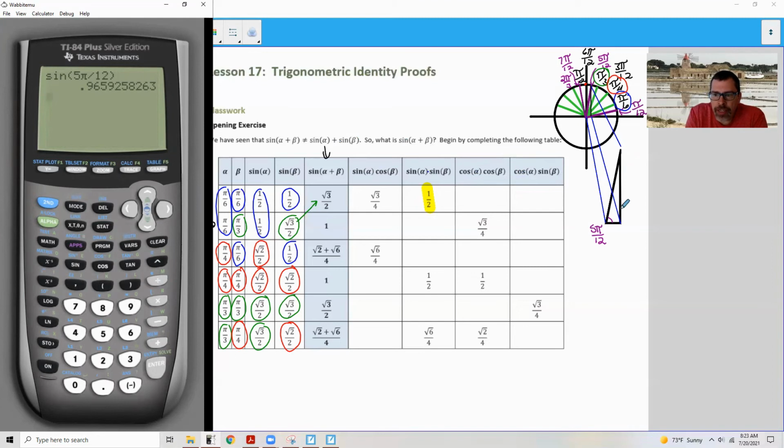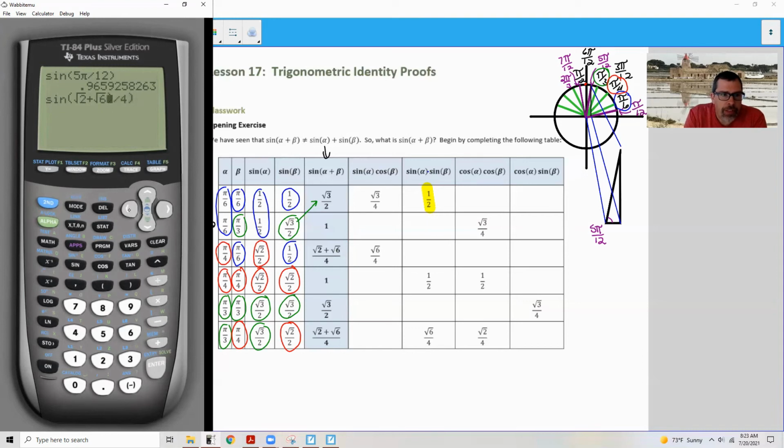The bigger this angle gets, the closer the opposite gets to the hypotenuse. Sine of 5 pi over 12 is 0.9659. Well, they have root 2 plus root 6 over 4. So let's just check that. So if I take the sine of the square root of 2 plus the square root of 6 divided by 12, or 4, I mean.